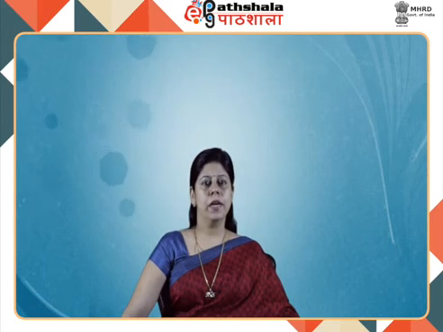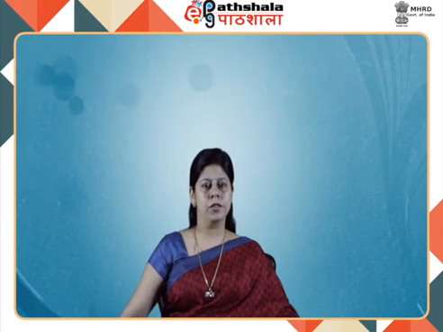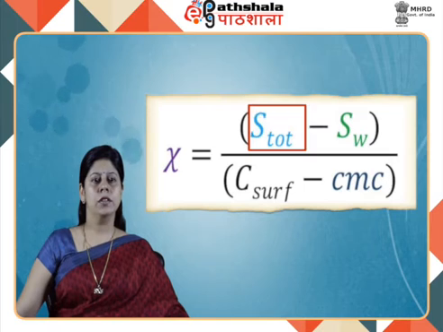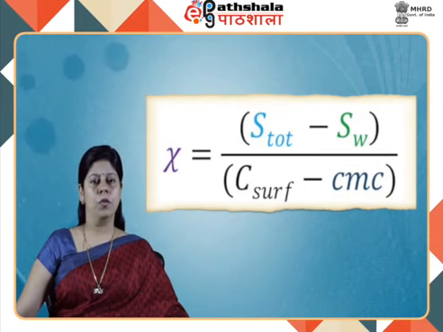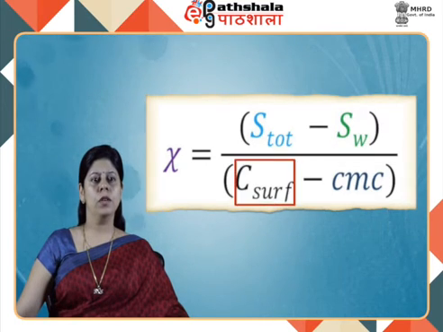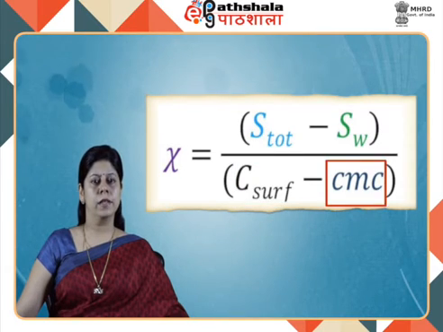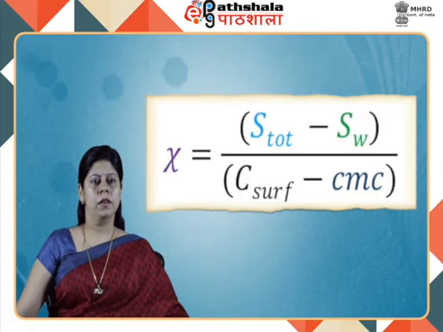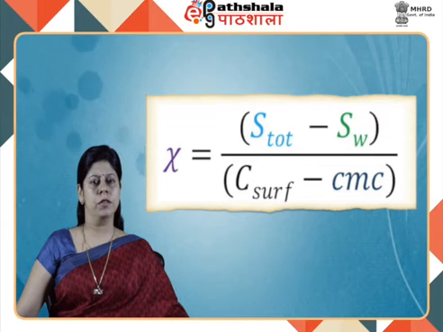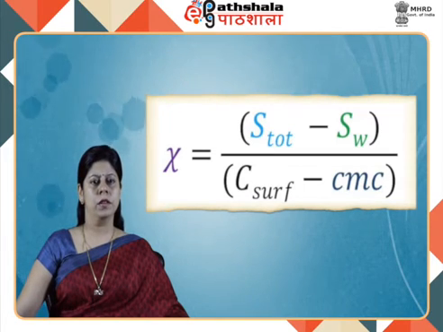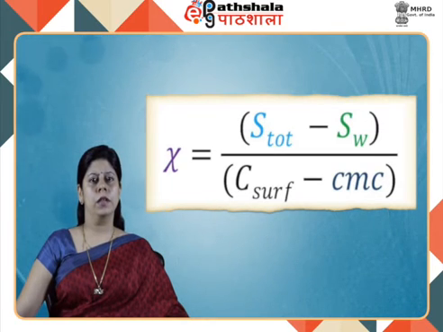It can be calculated based on the Jorner equation for micellar solubilization, that is X equals S total minus SW divided by C surfactant minus CMC, where S total is the total drug solubility in surfactant solution, while SW stands for the solubility of the drug in water. C surfactant is the molar concentration of surfactant in solution, and CMC is the critical micelle concentration. The term C surfactant minus CMC is approximately equal to the surfactant concentration in the micellar form, and therefore X is equal to the ratio of drug concentration in the micelles to the surfactant concentration in the micellar form.